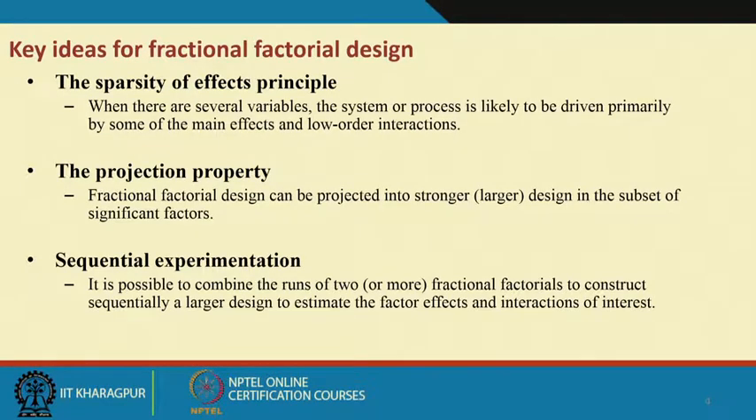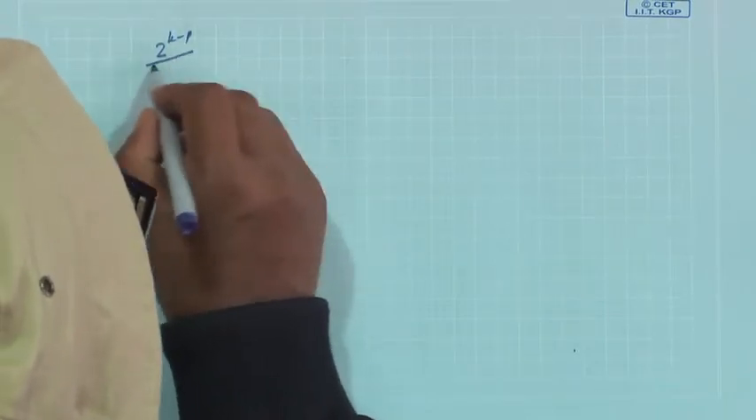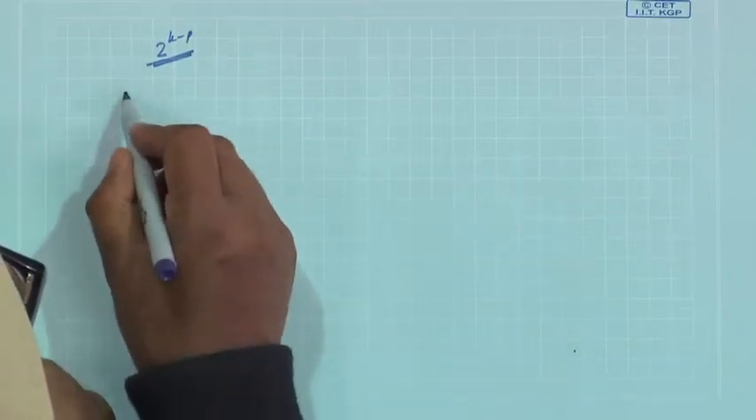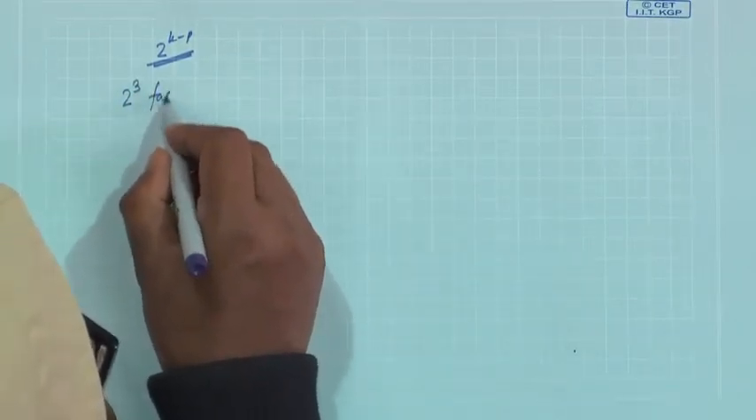Now, the next question is fine. When I have a large number of factors, I want to screen out the factors and I want the future direction of experimentation, I will go for fractional factorial design. But then you may be interested to know what we mean by fractional factorial. That is what I have not told you. I told you 2 to the power k minus p fractional factorial design. You just consider a case with 2 to the power 3 factorial design.